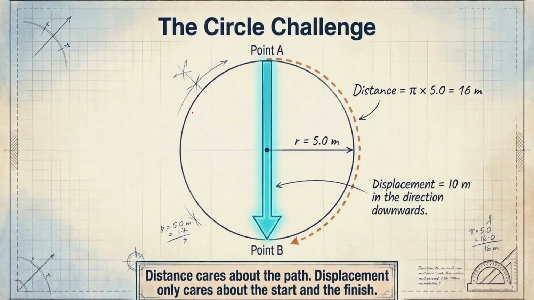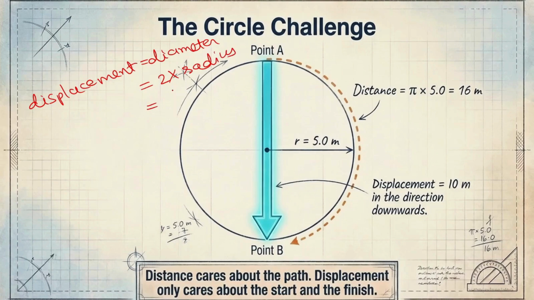So if you calculate the displacement, it is the diameter, which is given by twice the radius, and which is given as 10 meters. So here we got the distance is 16 meters and the displacement is 10 meters. So here is the difference.